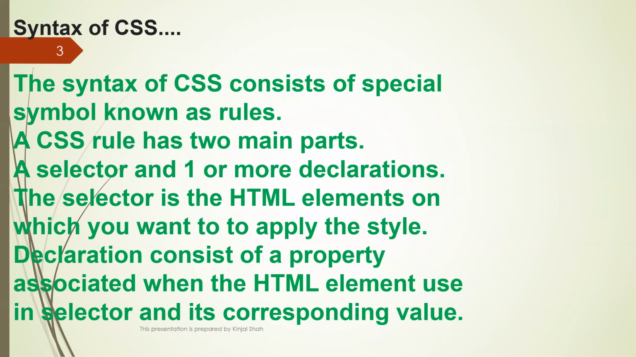What is the syntax of CSS? The syntax of CSS consists of special symbols known as rules. There are specific sets of rules which we need in CSS. A CSS rule has two main parts: a selector and one or more declarations. The selector is the HTML element on which you want to apply the style. A declaration consists of a property associated with the HTML element used in the selector, and its corresponding value. So there are selectors and declarations.